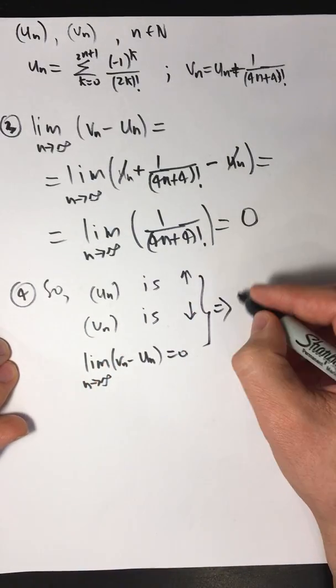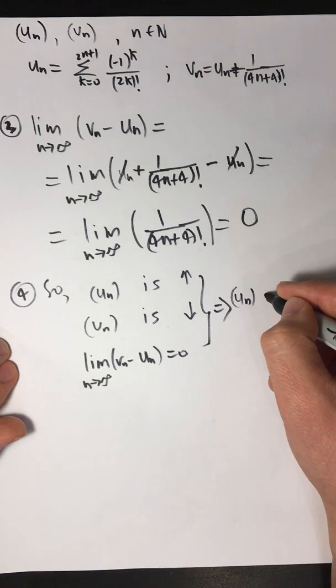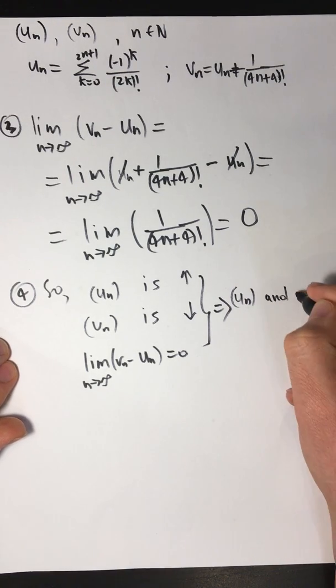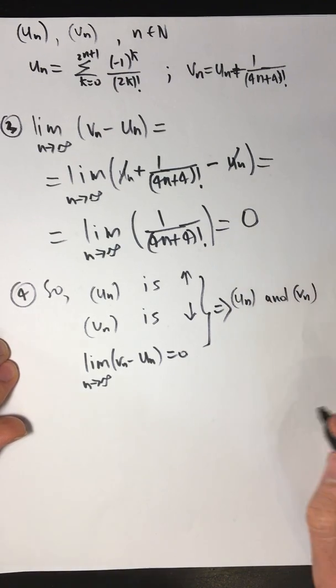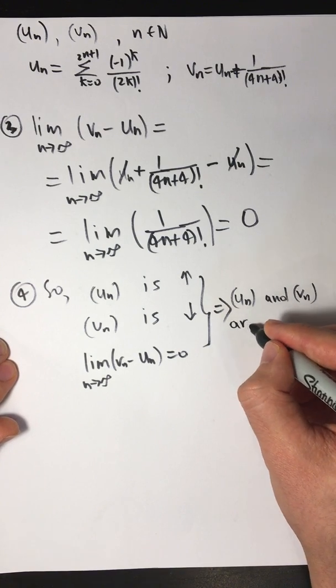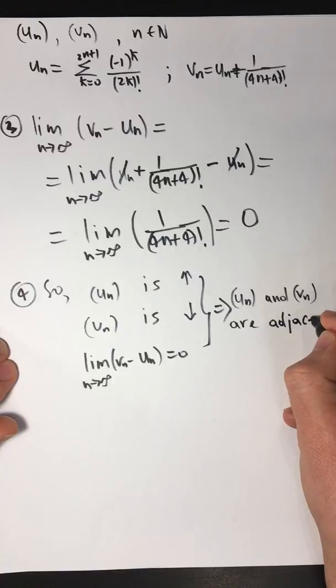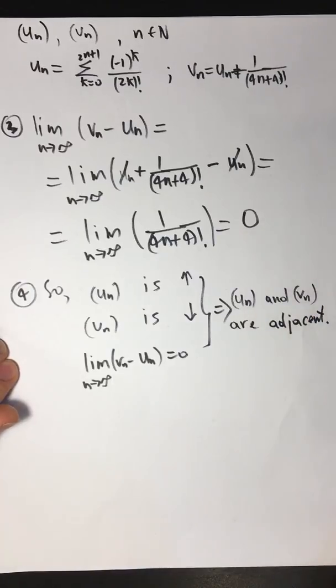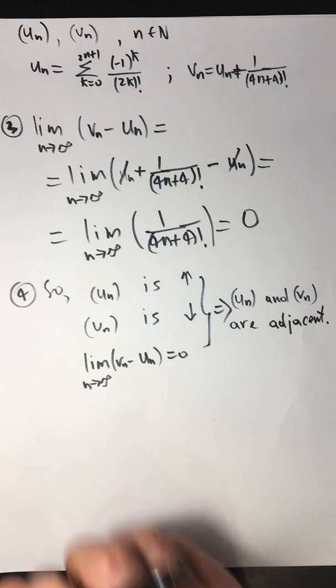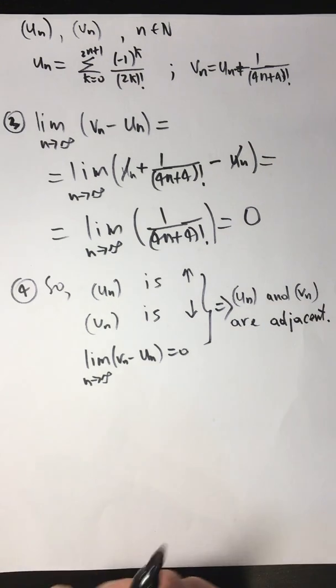From this you can decide that Un and Vn are adjacent. This is how you write it on your final sheet. This was actually a question on the midterm, this type of question, and if they ask you, you can write it in this way and you will get the full score.